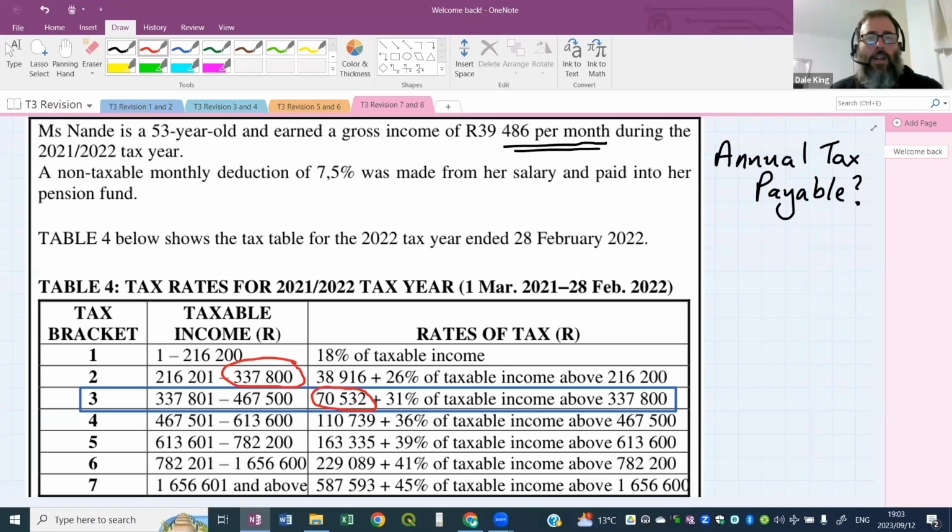Yes. Okay, so we'll actually test that on Thursday to check, but that's why we have 70,532. It's the maximum tax you're going to pay for bracket 2. And now we're going to add on what you got to pay for bracket 3, and it continues. So in the next bracket, 110,739 is the maximum for bracket 3. Does that make sense? But we'll test that on Thursday as well.